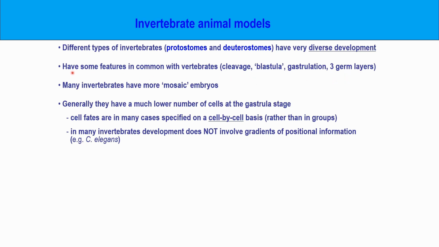Many of the invertebrates have more mosaic embryos. If you remember, that's these determinants that are distributed early on between cells as they divide, as opposed to regulative development. Generally, they have a much lower number of cells at the gastrula stage, and because there are fewer cells, cell fates are in many cases specified on a cell by cell basis rather than in groups. In many invertebrates, development does not involve gradients of positional information. For example, C. elegans, but in Drosophila it does.